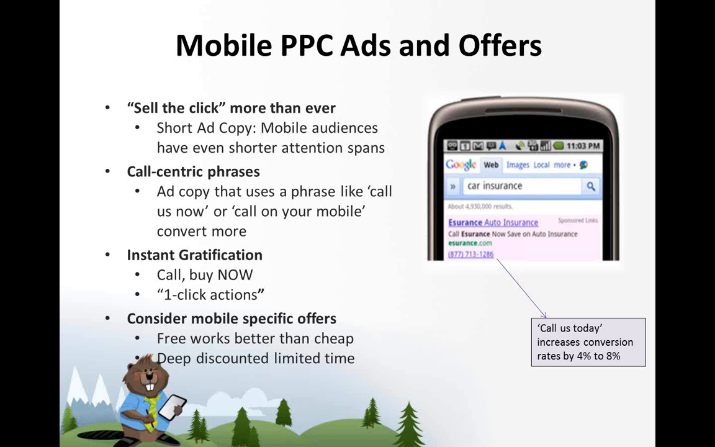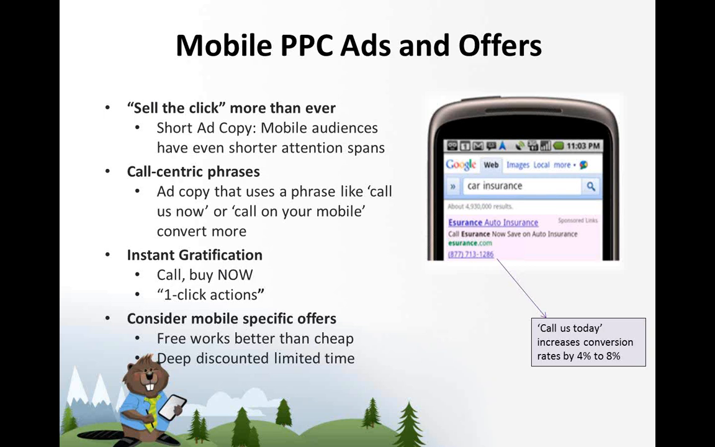I know I do when I'm on a smartphone. It's kind of like a puppy, right? You have their attention, and then there's a bird that flies by, and you don't have their attention anymore. It's the same thing. There's so many things going on on a smartphone by the nature of how we use the devices that you've got to keep the copy short. You've got to make it very, very short and simple. Use call-centric phraseology. Things like call us now or call on your mobile or click to call. Things like that are going to improve your conversion rates dramatically.